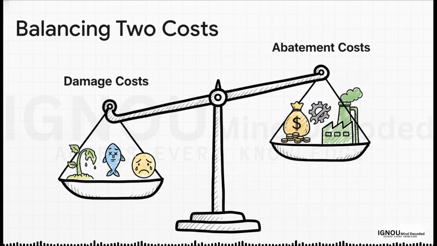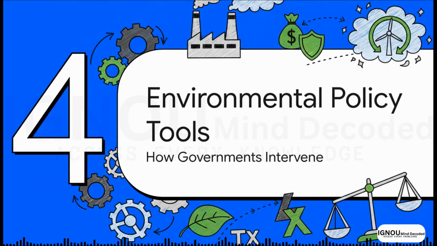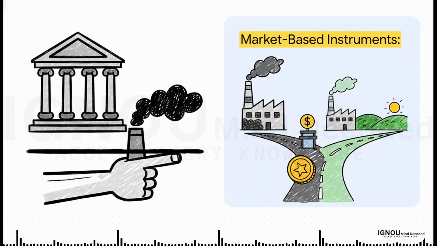can possibly be. Okay, so if the market can't find this perfect balance on its own, someone has to step in. And that's where the government and its policies come into the picture. Let's have a look at the main tools in the government's toolbox for dealing with pollution. So you can basically split the approaches into two big categories.